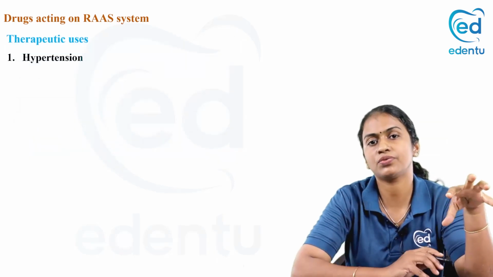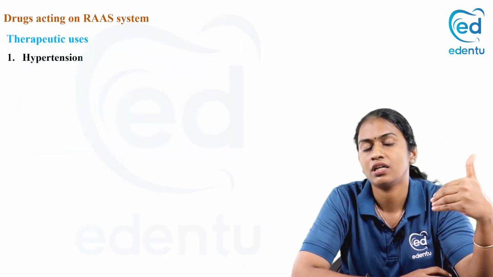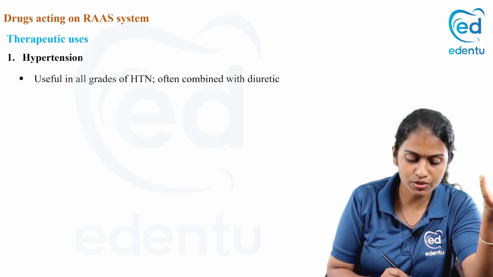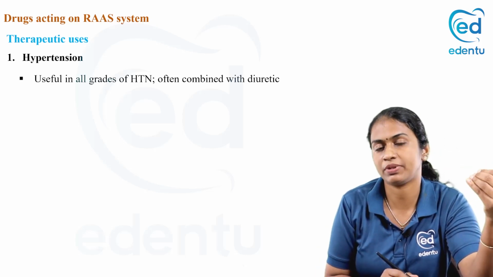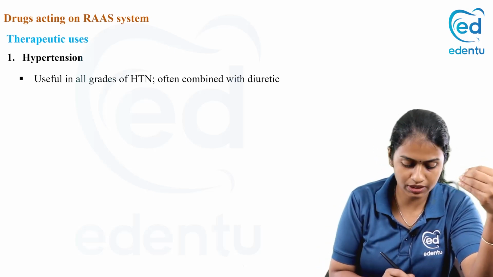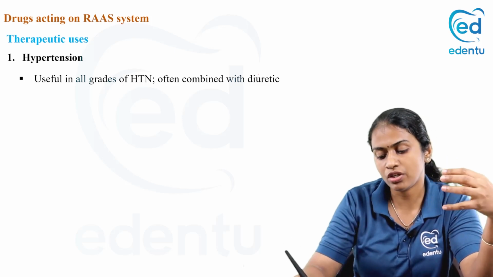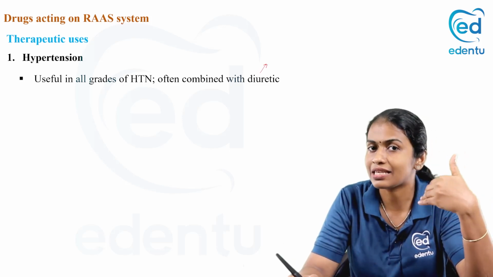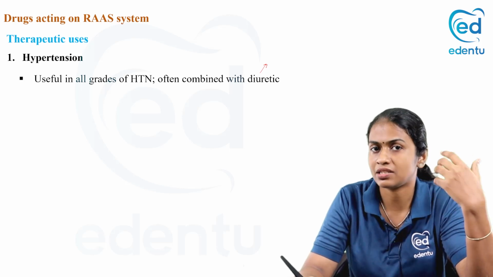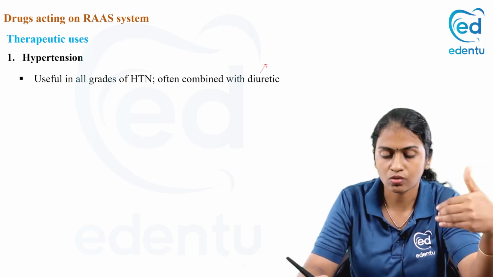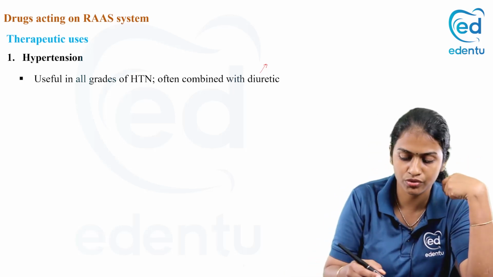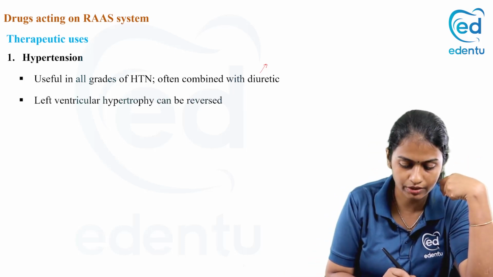What are the therapeutic uses where we need to decrease the blood pressure? That is your hypertension. So it is useful for all grades of hypertension, often combined with a diuretic, because when you're using a diuretic, what is happening? The salt and water is excreted from the body. As a result, renin levels are increased. So ACE inhibitors have a more potent role when you're using them with a diuretic.